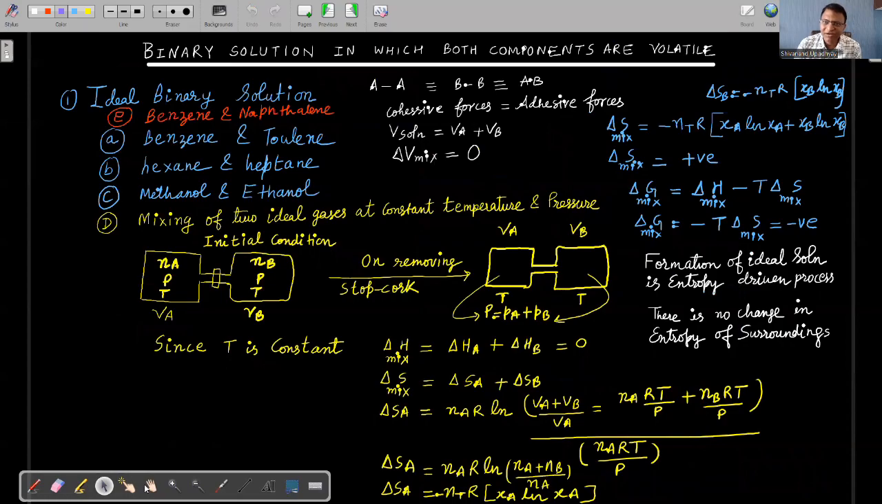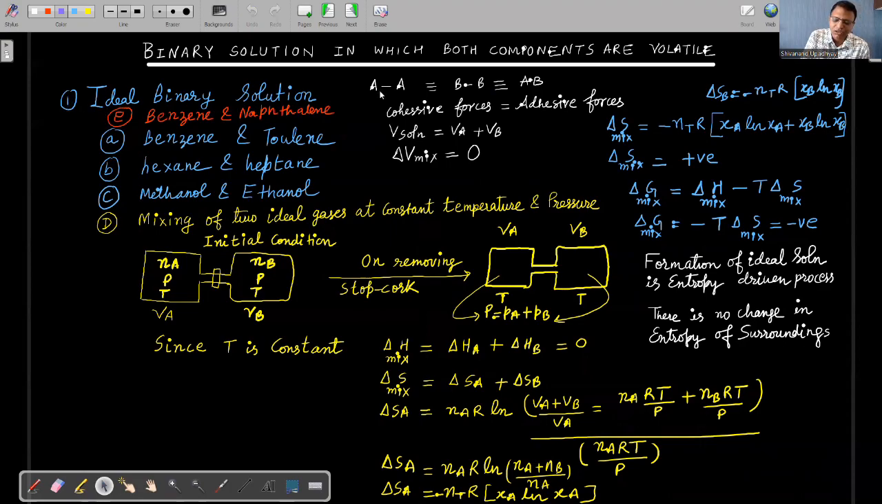So let us start liquid solution part 2. So till now we have covered the 4 colligative properties. Now we are discussing when both components are volatile. When both components are volatile, we don't want to discuss colligative properties. Colligative properties are only valid when the solute is non-volatile. So binary solution having both components volatile. So let us start one by one. First we are discussing about ideal binary solution.